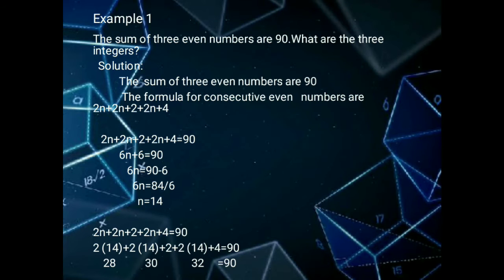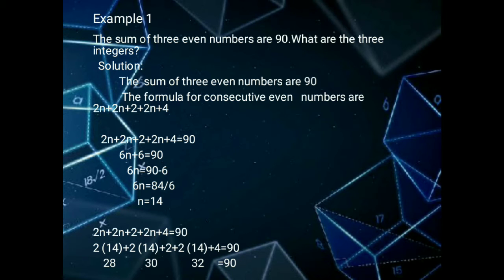So, here are my examples. Example number 1. The sum of three consecutive even numbers is 90. What are the three integers? So, the solution: the sum of three consecutive even numbers is 90. The formula for consecutive even numbers is 2n plus 2n plus 2 plus 2n plus 4 equals 90.